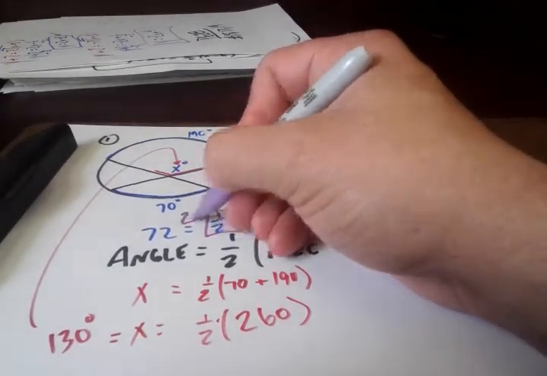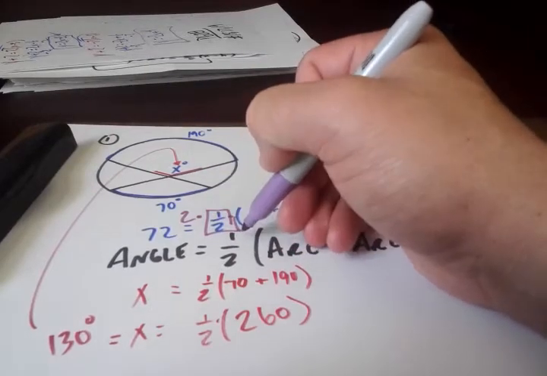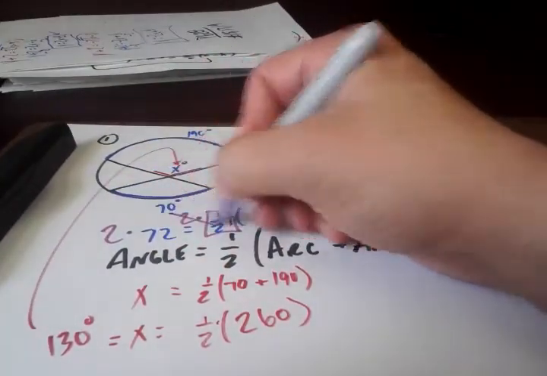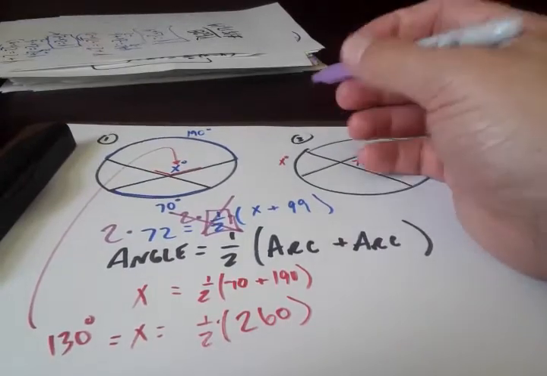Flip and times. So the reciprocal of 1/2 is 2. So if we times this by 2, we times this by 2, it will cancel with the 1/2. All right, so let's just do some math here.